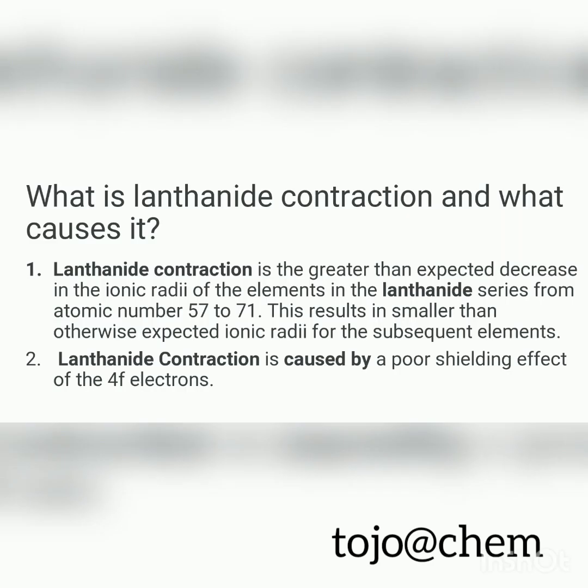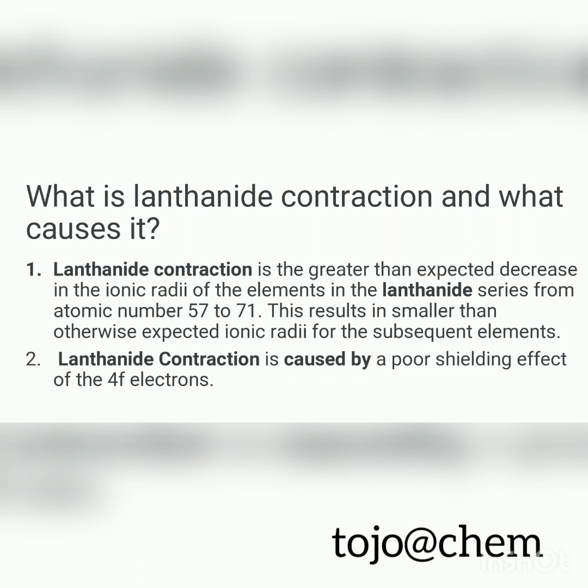Next is, what is meant by lanthanide contraction and what causes it? Lanthanide contraction arises due to the poor shielding effect of 4f electrons. Every one of you knows that lanthanides are those elements from atomic number 57 to 71.